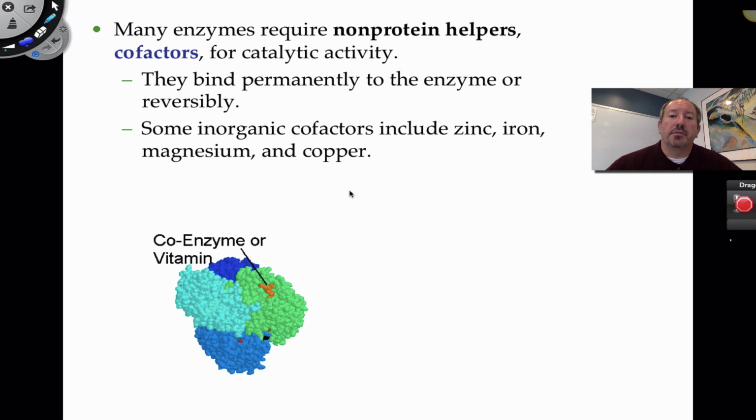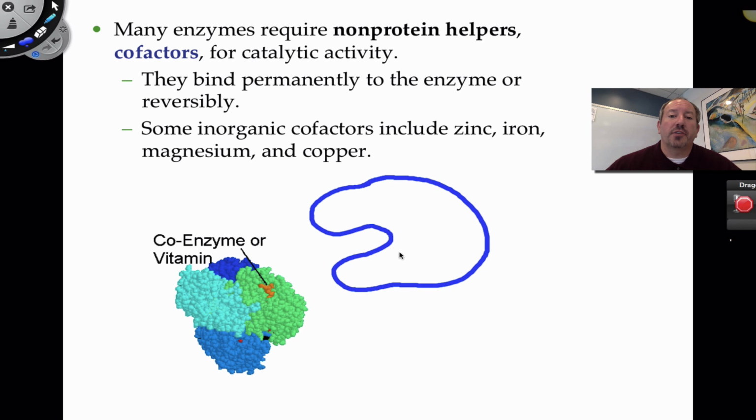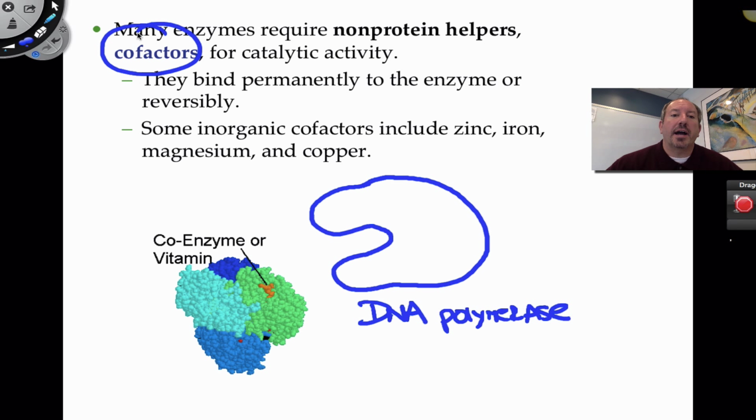A great example of this is one of the most important enzymes in the entire cell: an enzyme that replicates DNA. You might know it, DNA polymerase. DNA polymerase really needs the cofactor magnesium to work. It really needs Mg+2, or else it doesn't work efficiently.